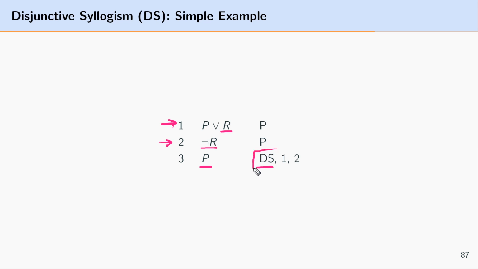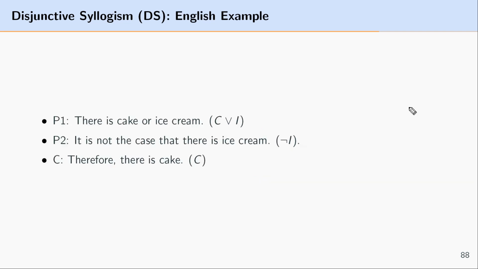If we're asked to justify this, we simply state the lines of the formulas we used, in which case this was 1 and 2, as well as the rule, which is disjunctive syllogism. Let's look at an English example of disjunctive syllogism being used.